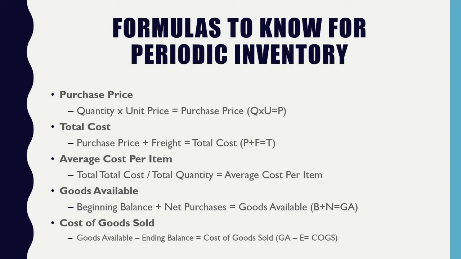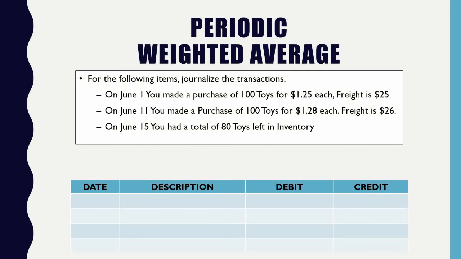But that doesn't mean you cannot practice calculating the cost per item anyway, because it's just more practice for you. Just know you're not going to be using the cost per item. You're going to be calculating an average cost per item, and that is what we're going to use to solve for our ending inventory and our cost of goods sold. Now let's look at the example.